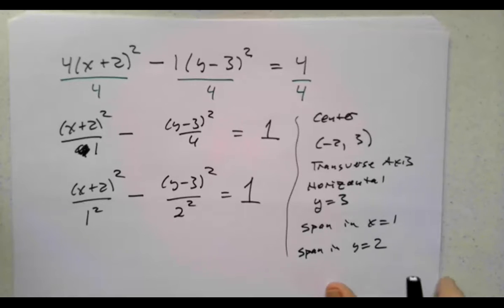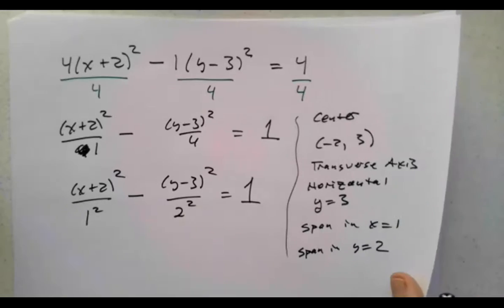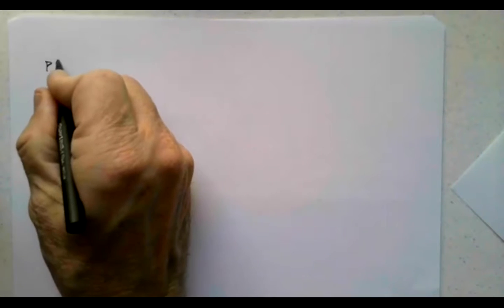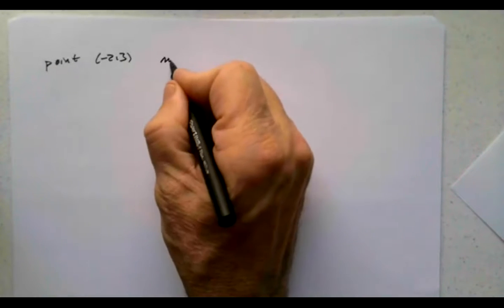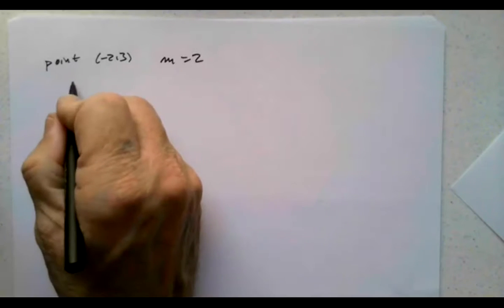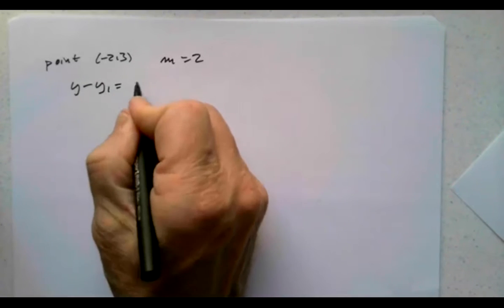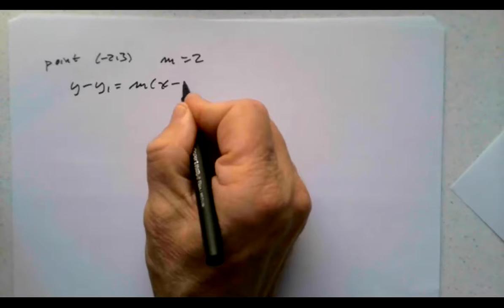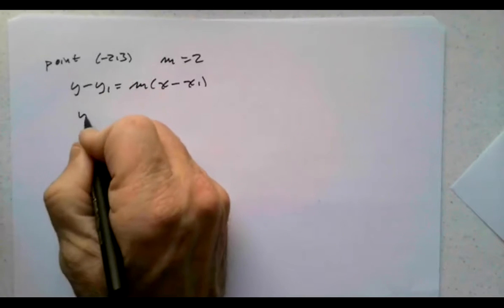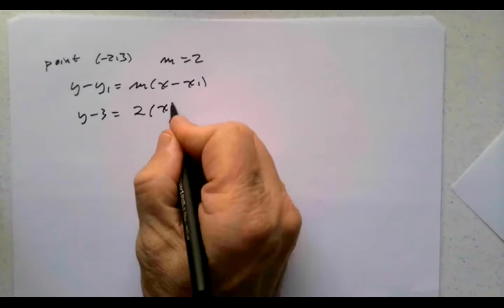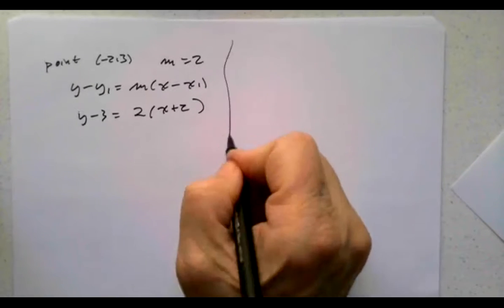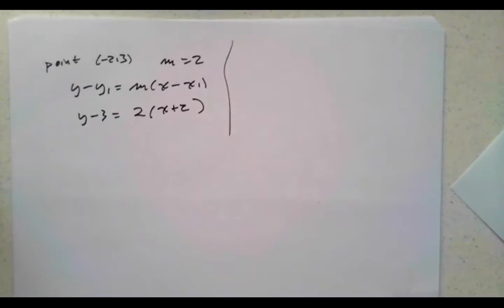So in terms of point-slope, for the asymptotes, the point is the center, (-2, 3). Slope is 2 in our first case. So using point-slope, y minus y1 is m times x minus x1. Y minus 3 is, m is 2, times x minus negative 2. And the other one, of course, is if m is negative 2, as we can see from our graph.